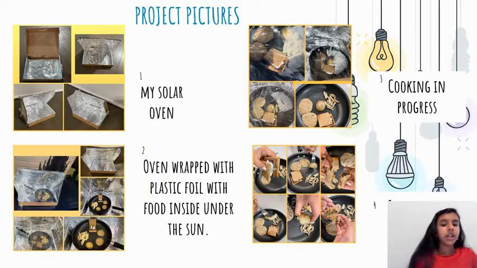Project pictures. Here are a few pictures of the homemade solar oven and the rest of the procedure. First picture is of the homemade solar oven. Second picture shows the food put in the solar oven under the sun. The third picture shows that the food is cooking in the solar oven. And finally, the fourth picture shows the cooked food in the homemade solar oven.